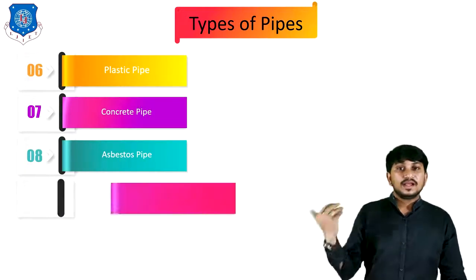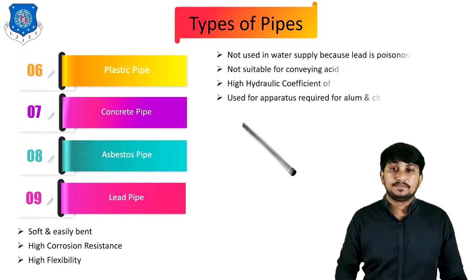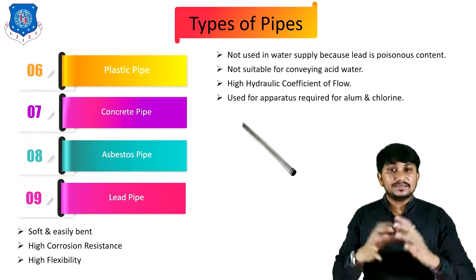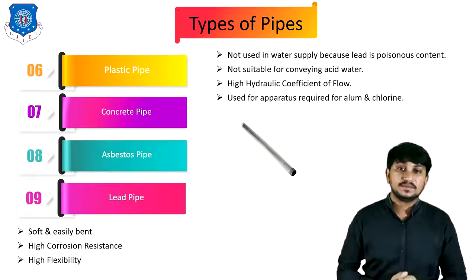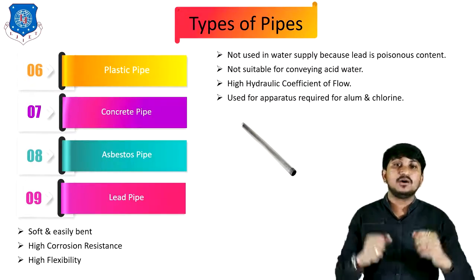Okay. And the last type of pipe is lead pipe. It is soft and easily bent. It has high corrosion resistance compared to the other pipes. Okay, it has high flexibility also.